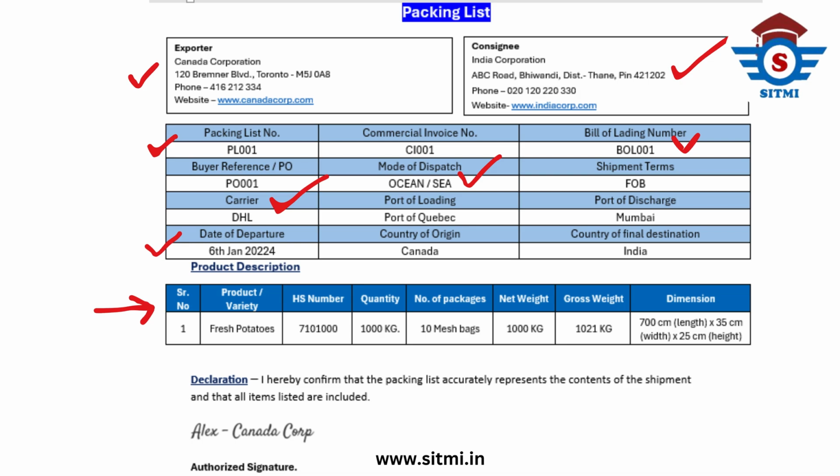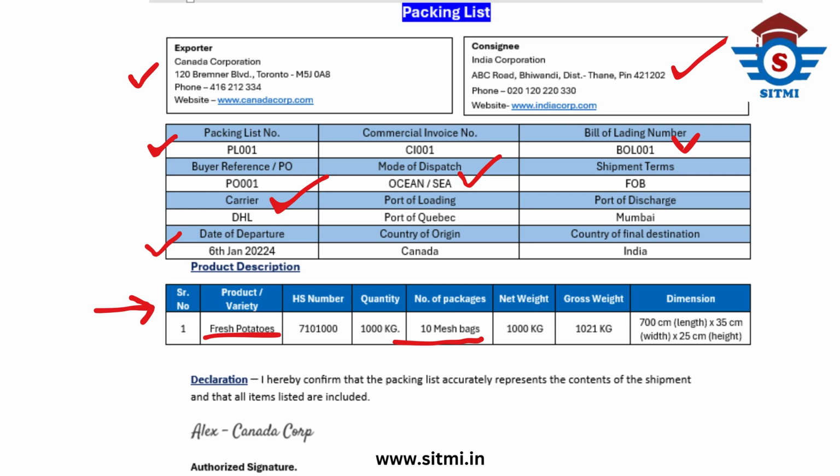The seventh one is the item numbers or SKU. If applicable, the item numbers or stock keeping unit, which is SKU, numbers may be included to help identify each product. The eighth point is packaging details. Information about how the items are packaged, including the type of packaging material used, for example boxes, crates, pallets, etc., and the number of packages.